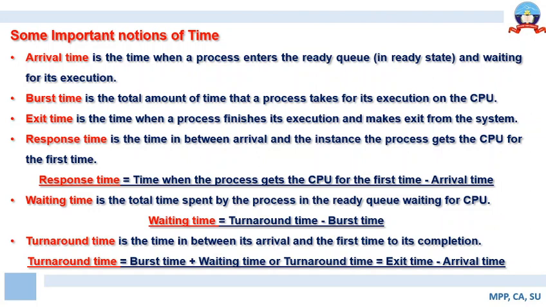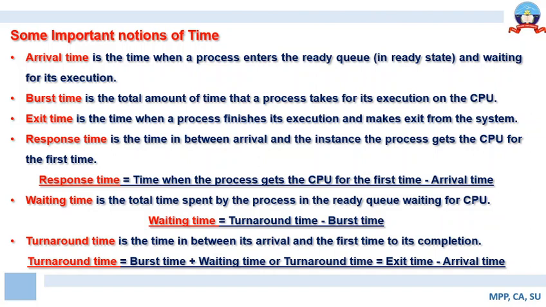Response time is the time in between arrival and the instance the process gets the CPU for the first time. So response time is equal to the time when the process gets the CPU for the first time minus arrival time. Waiting time is the total amount of time spent by the process in the ready queue waiting for the CPU. So waiting time equals turnaround time minus burst time.